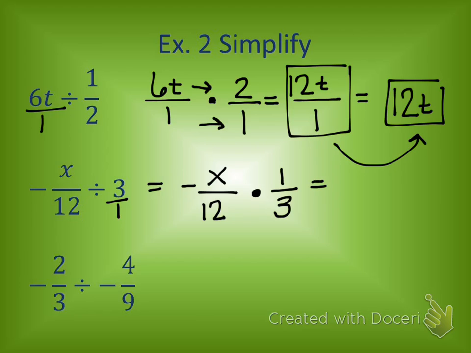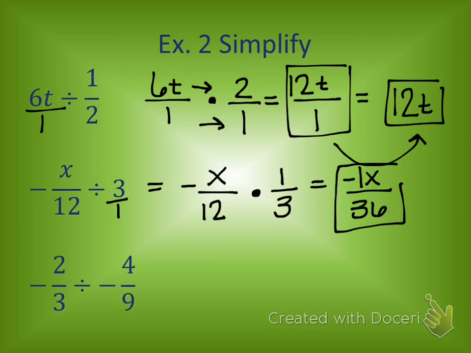Is there anything I can simplify? Nope. What is negative x times 1? Charles? Negative 1x. Now, if you wanted to, you could write negative x. You don't have to write the 1 there. Okay? And then 12 times 3 is 36. And this is my final answer.